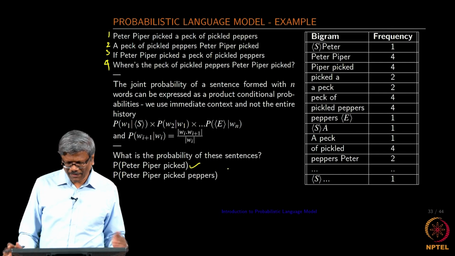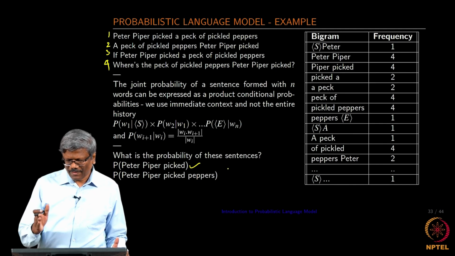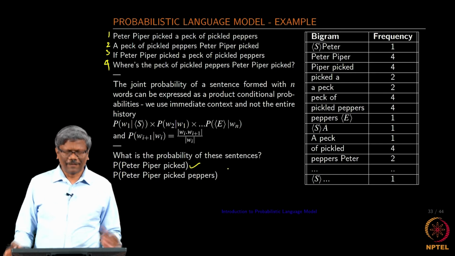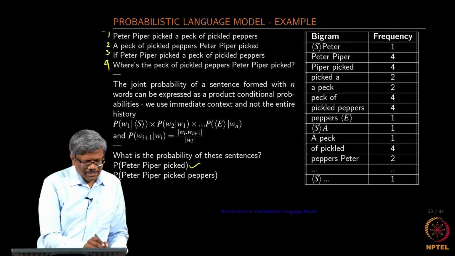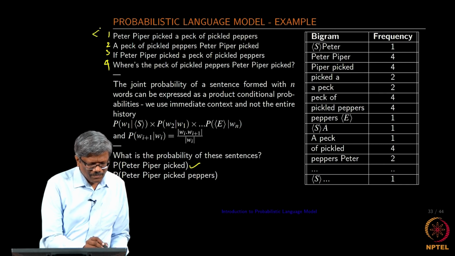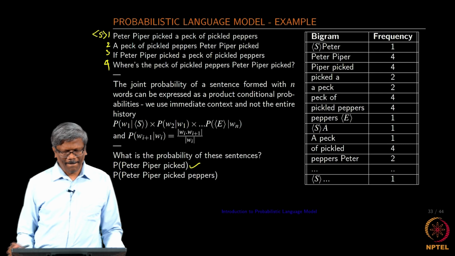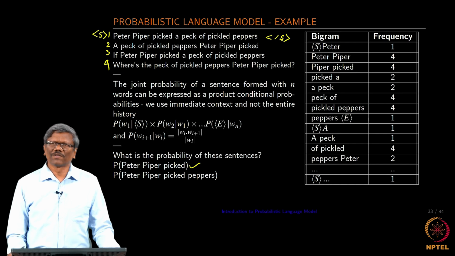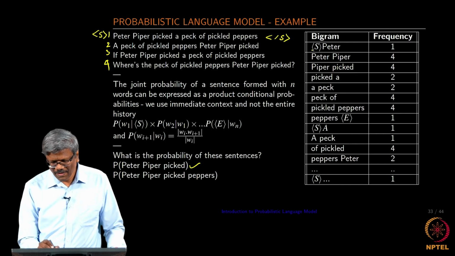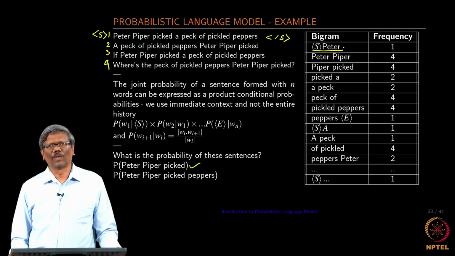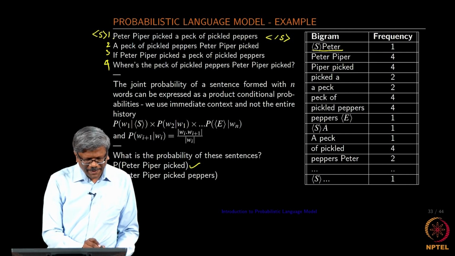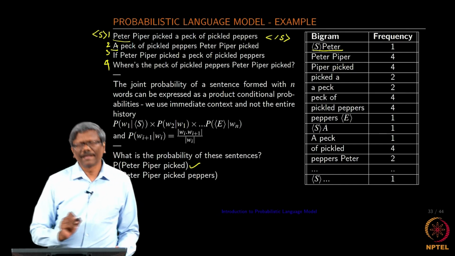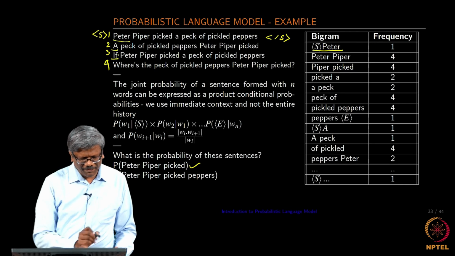Okay. So, in this case, what we do is we first create bigrams, and then for each bigram we compute the frequency. For every sentence there is a starting symbol and an ending symbol. Okay. The starting symbol is also considered as a word in this case, that is why we see starting symbol and Peter as 1. If you look at this, starting symbol and Peter occurs once, starting symbol and A occurs once, starting symbol and If occurs once, and so on.